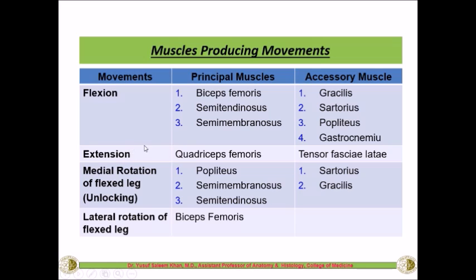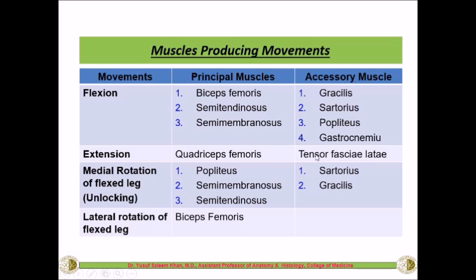Coming to the extensions of the knee, they are present in the anterior compartment of the muscle, especially the quadriceps femoris, which has four muscles: rectus femoris, vastus lateralis, medialis, as well as the intermedius. These four muscles together are called the quadriceps femoris. Those muscles help in the extension of the knee joint.